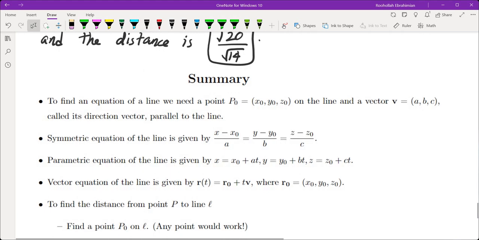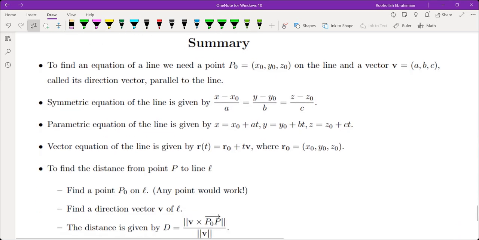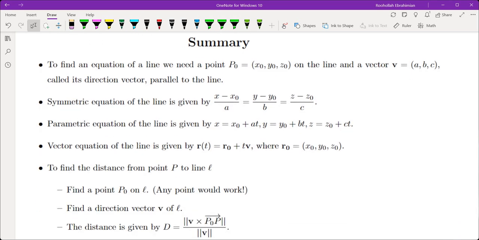So to summarize, this is what we talked about. We wanted to find the equation of a line. We need one point and we need a vector parallel to the line, and this is called a direction vector. To find the symmetric equation, we write down x minus x naught over a equals y minus y naught over b equals z minus z naught over c. To find a parametric equation, we do x equals x naught plus at, y equals y naught plus bt, z equals z naught plus ct. And to find a vector equation, we do r of t equals r0 plus tv, where r0 is a point on the line.